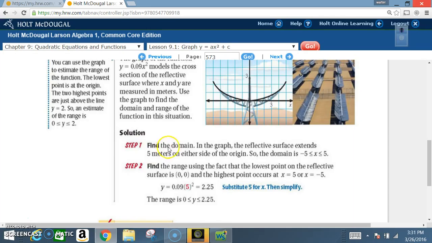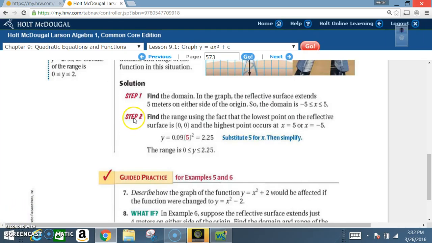Solution, step one, find the domain in the graph. The reflective surface extends 5 meters on either side of the origin. So the domain is x is greater than or equal to negative 5 and x is less than or equal to 5. All right, they simply did that by going 1, 2, 3, 4, 5. That's as far as it goes on x. And 1, 2, 3, 4, 5 on the negative side. So x is greater than or equal to negative 5 and x is less than or equal to 5.